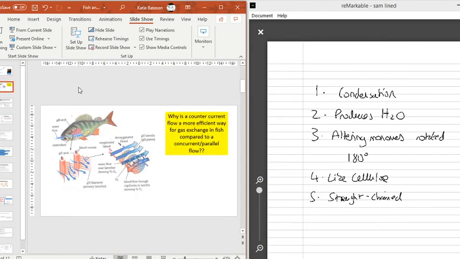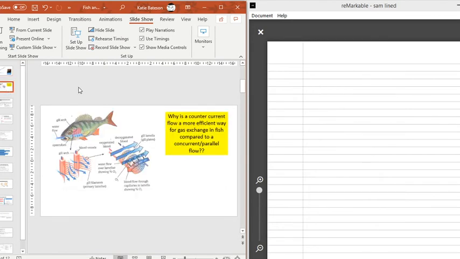Okie doke. So first one actually talked about the countercurrent system. Again, this is a really, really good question. In the video I posted about the fish and insects, I used my time to draw a couple of arrows to show that if water's going this way, then in the gills the blood will be going the opposite way, a counter-current system.